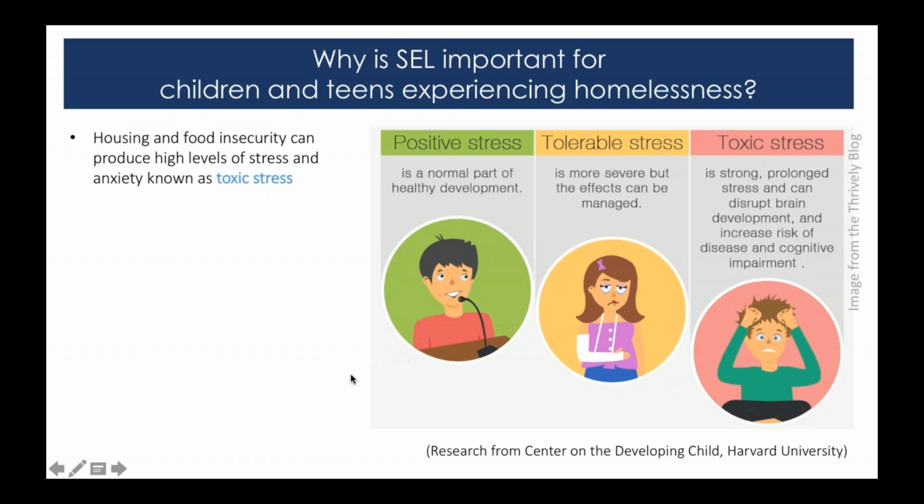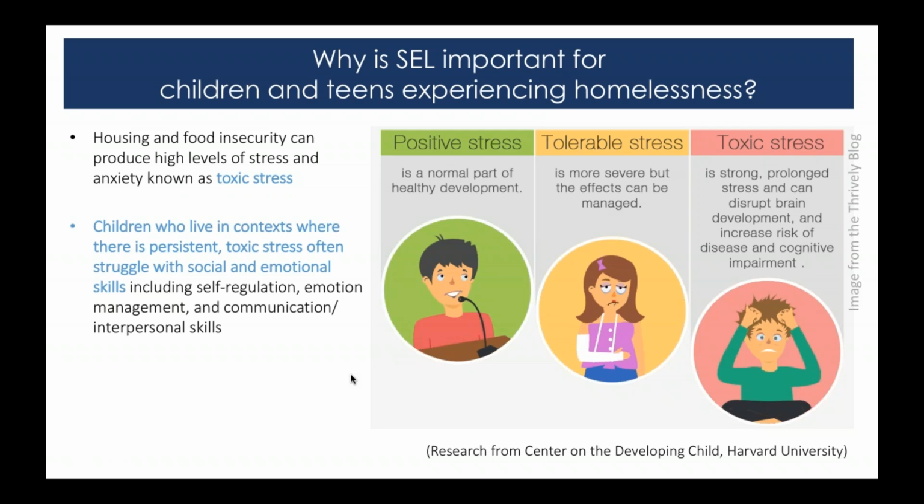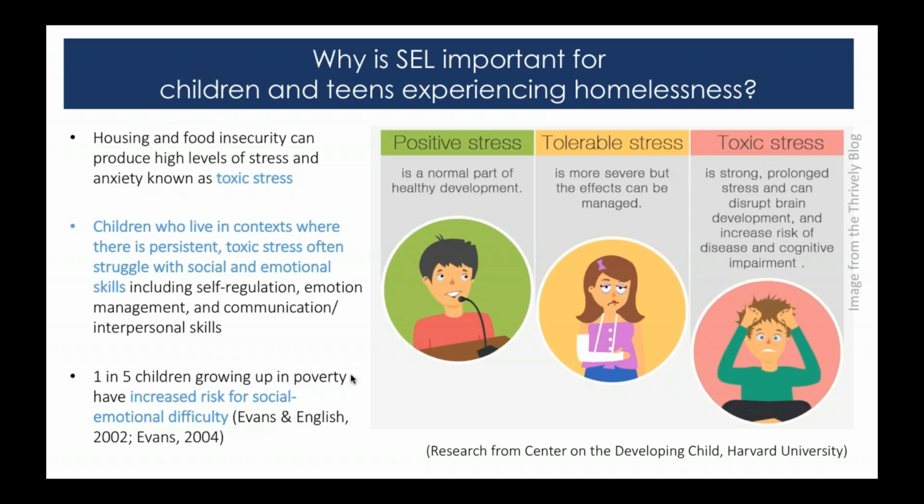And unfortunately, research has shown that children who live in contexts where there is persistent toxic stress often struggle with social emotional skills. And in fact, 1 in 5 kids who are growing up in poverty have an increased risk for social and emotional difficulty. But it's also really important to remember that this struggle is definitely not unique to low-income kids. All of our brains struggle to deploy SEL skills and related behaviors when we're under any kind of extreme stress. It's just harder to use what you know to plan and to access your better judgment under difficult conditions, and that's just true for everyone.